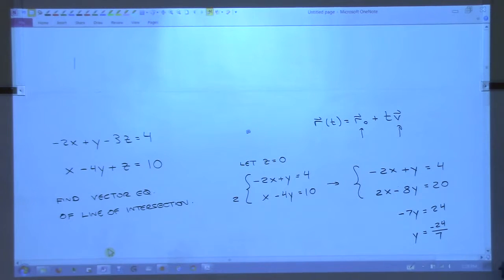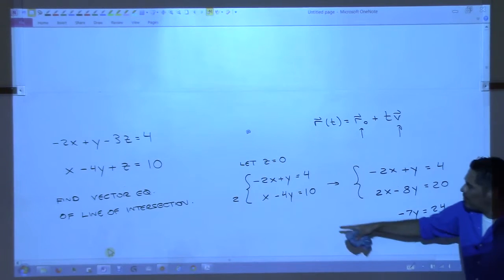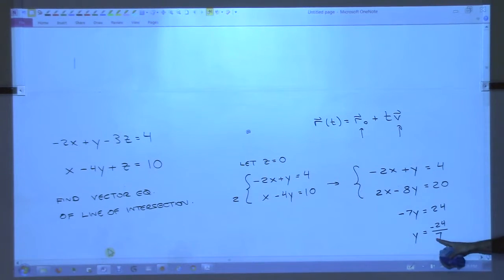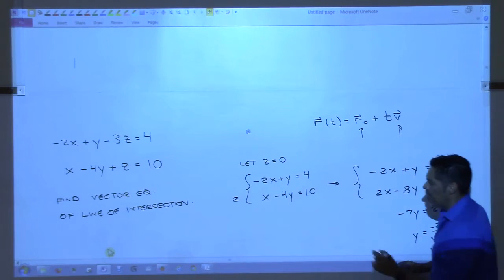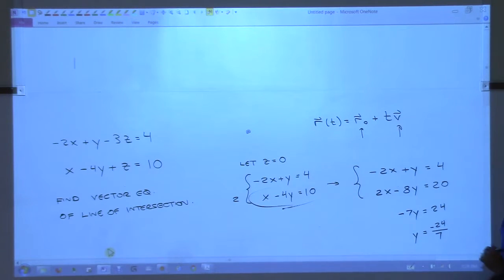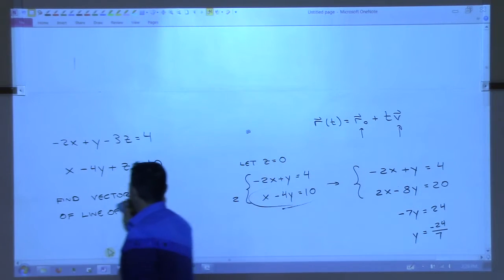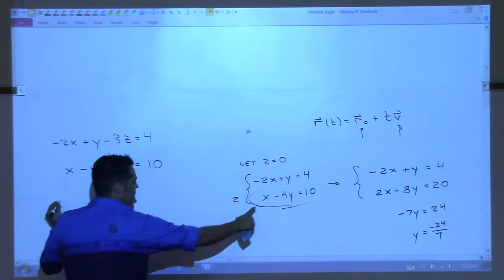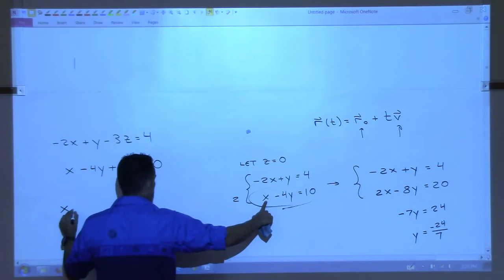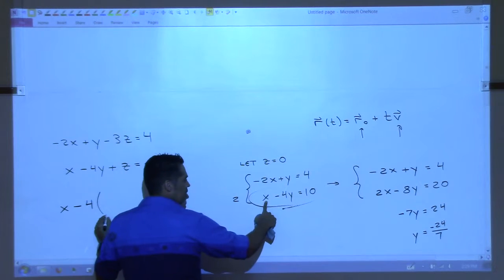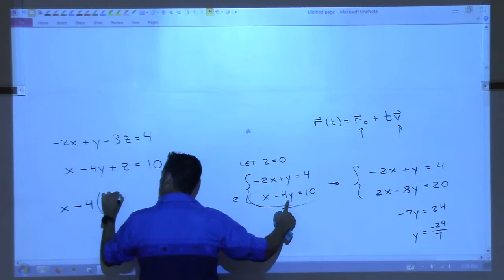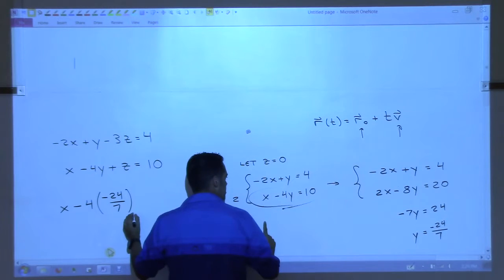So that's our y. Once we know what y is, we go back and get, no, sorry, not z, we go back and get x. We know what z is. z is 0. So where do we plug this in? Any of these that have x and y. I think I'm going to do this one right there because that one is the cleanest to me. Like that one, x is right there. So plugging back in, I'm going to get x minus 4 times y, but y was negative 24 over 7, and that must equal 10.